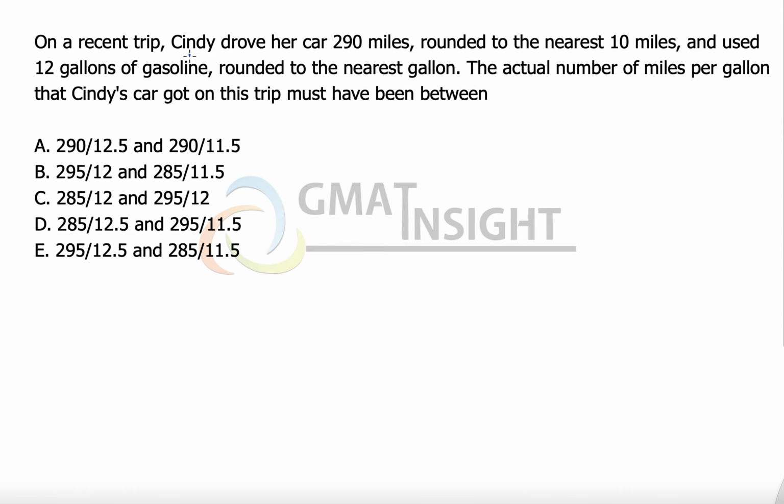On a recent trip, Cindy drove her car 290 miles, rounded to the nearest 10 miles. Okay, so this is an important line. So let me quickly take you into the depth of the rounding rules.